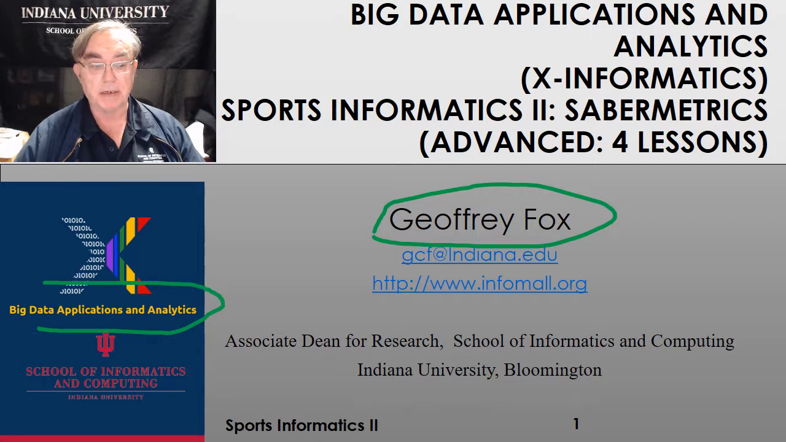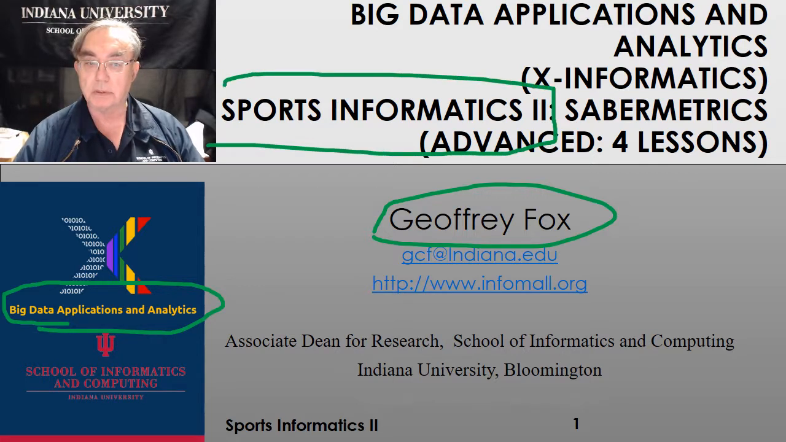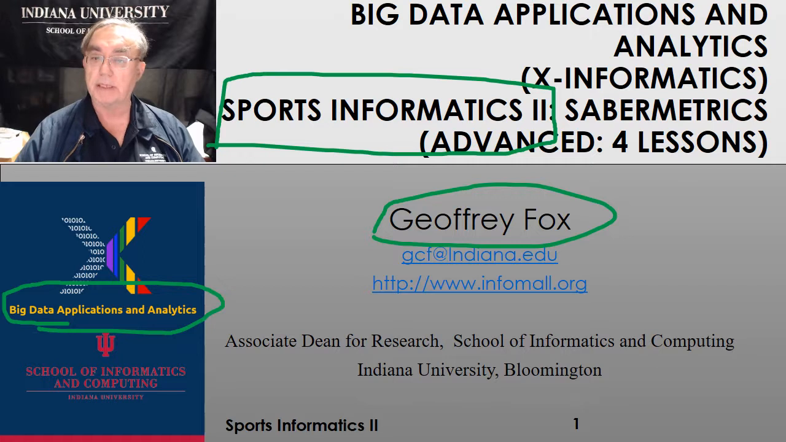We're doing Big Data Applications and Analytics, the data science course at Indiana University, and we're now into Unit 2, the second unit in the Sports Informatics or Sports Analytics section, and it discusses advanced topics in sabermetrics.